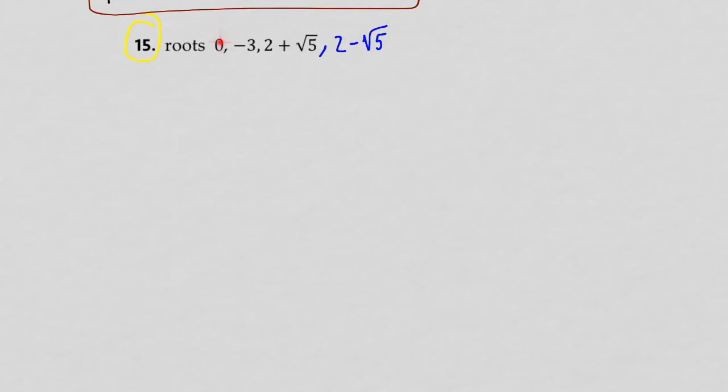That means that I have 1, 2, 3, 4. So I need, again, 4 sets of parentheses. 1, 2, 3, 4. X minus, X minus, X minus, X minus. The first ones are pretty easy. X minus 0 and X minus negative 3, which turns into X plus 3. The other ones, just be careful. Remember that we need to distribute the negative.